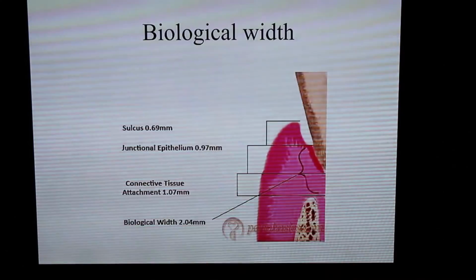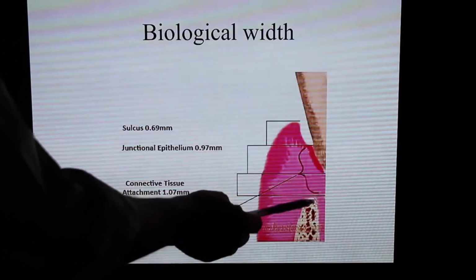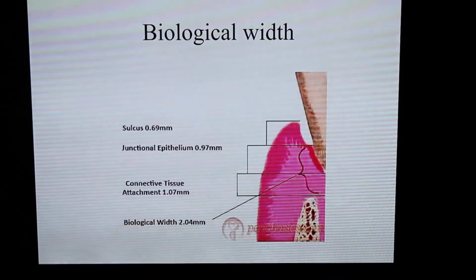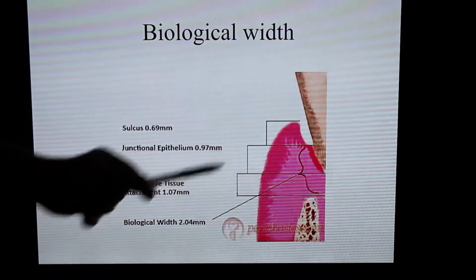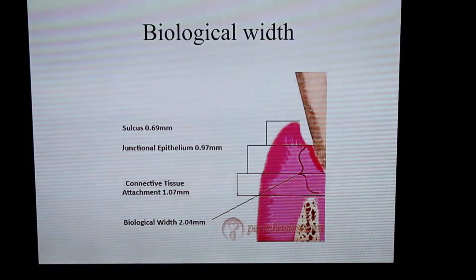What is biological width? It is basically the distance between the crest of the alveolar bone and the base of the sulcus. This is normally, you can see, counted here. Total biological width is approximately 2.04 millimeter.